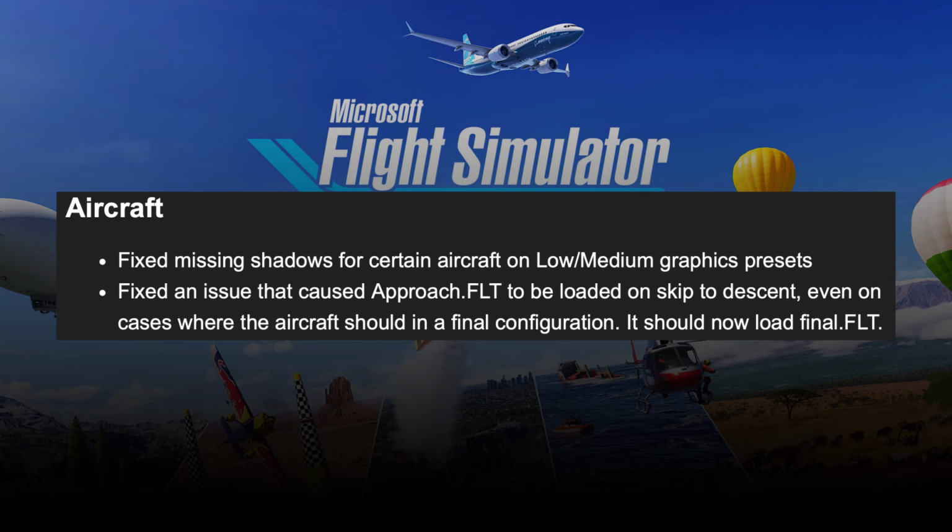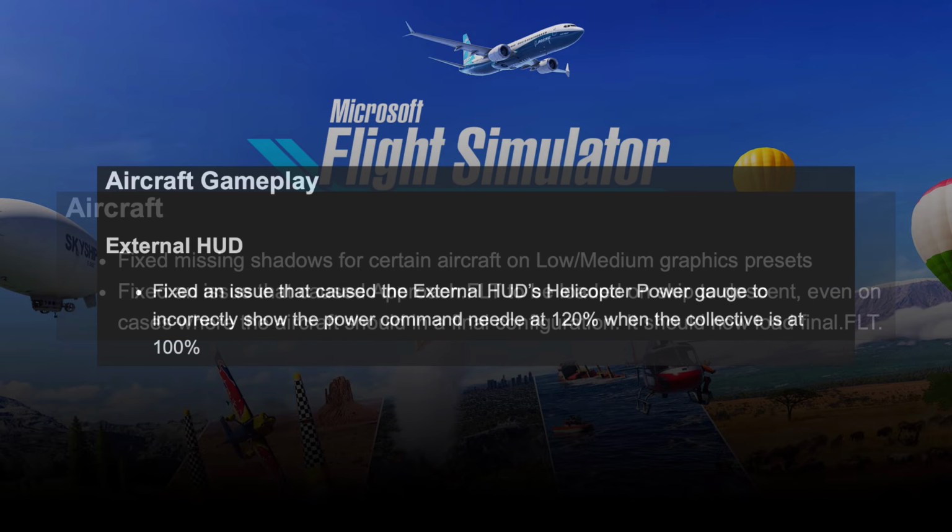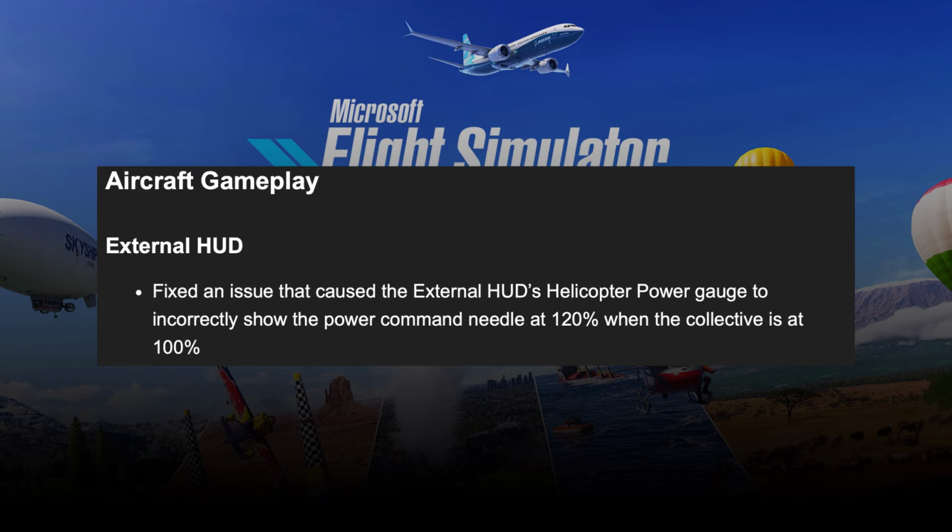Next up for aircraft, we have fixed missing shadows for certain aircraft on low and medium settings, and fixed an issue that caused approach.flt to be loaded on skip to descent, even in cases where the aircraft should be in a final config. It should now load final.flt. For aircraft gameplay and external HUD, fixed an issue that caused the external HUD's helicopter power gauge to incorrectly show the power command needle at 120% when the collective is at 100%.